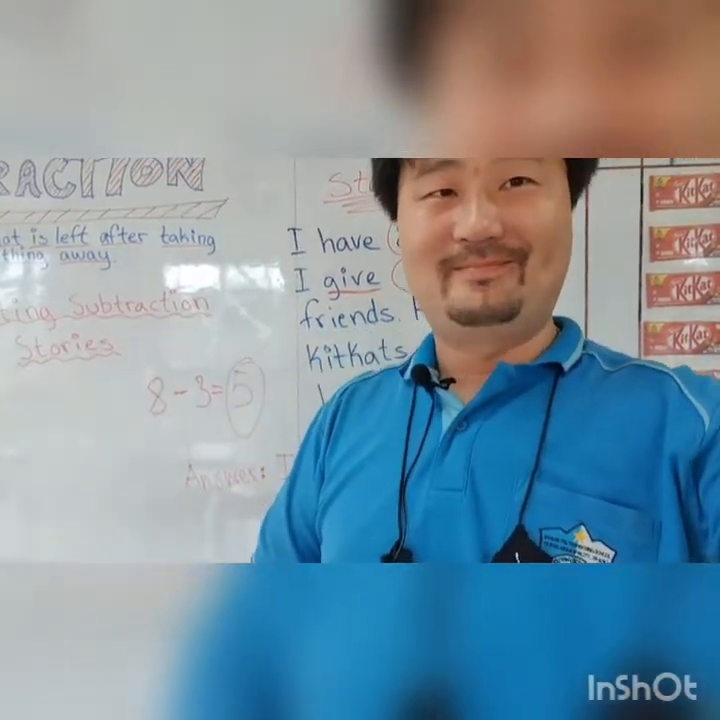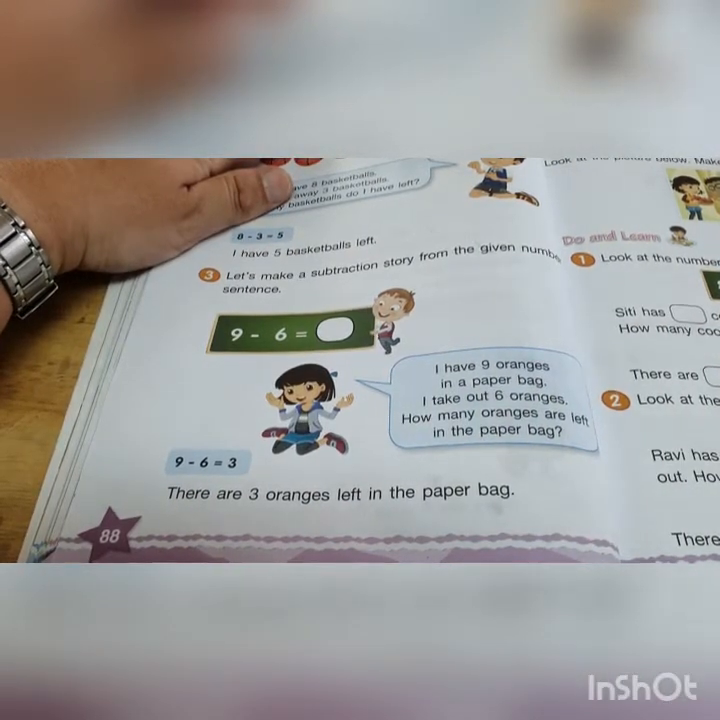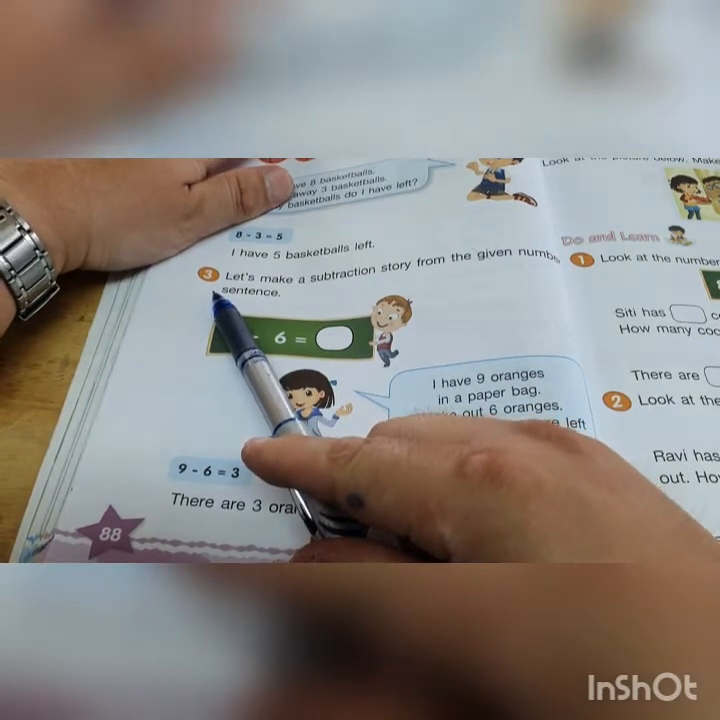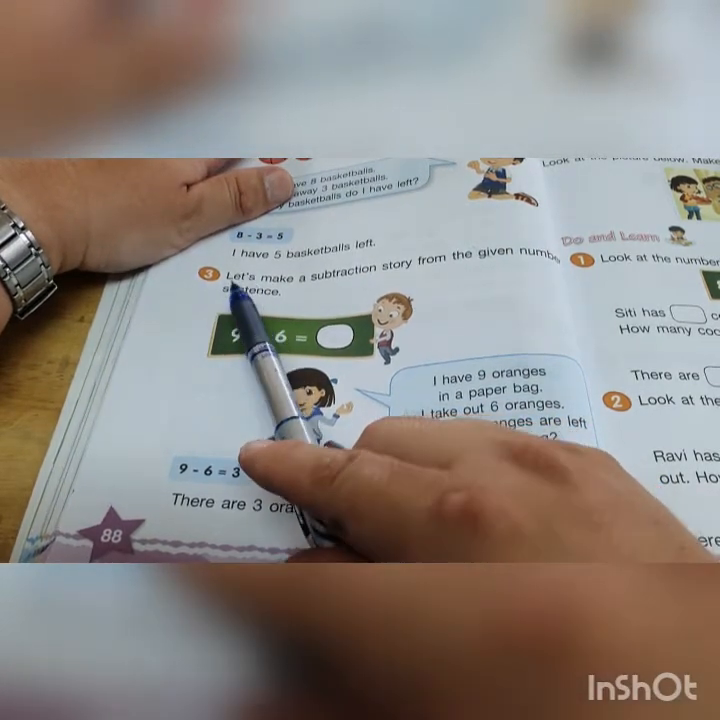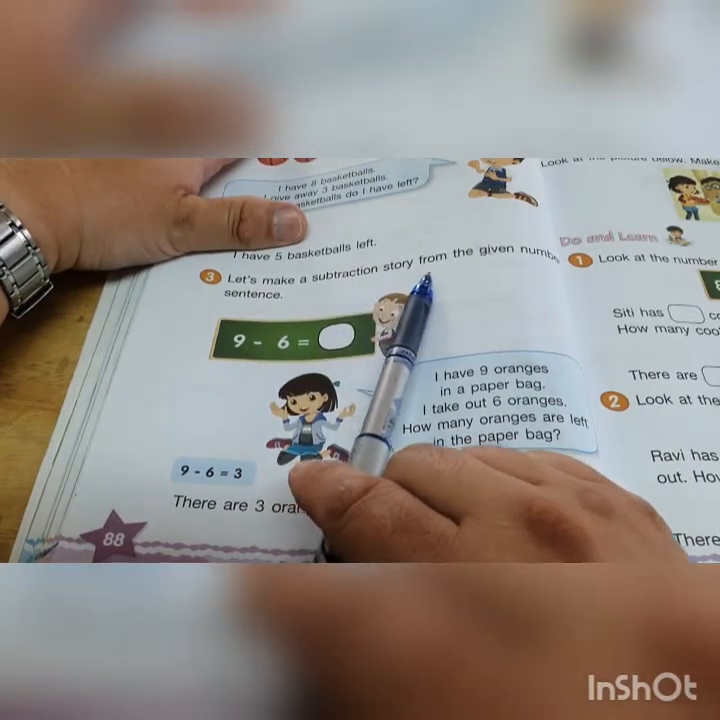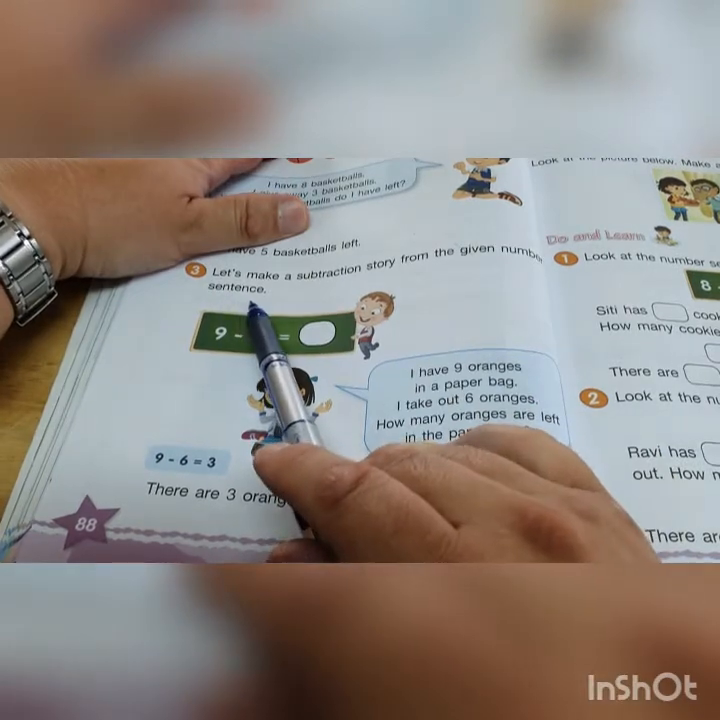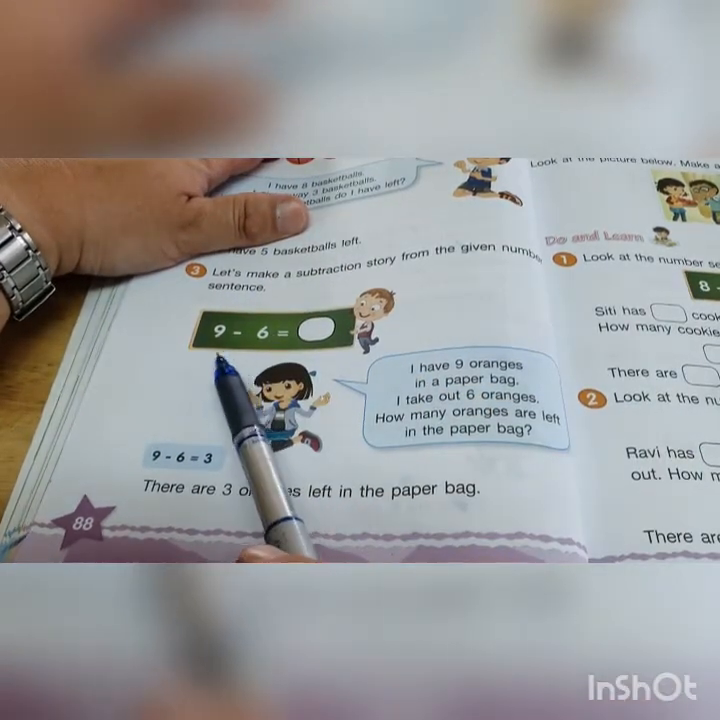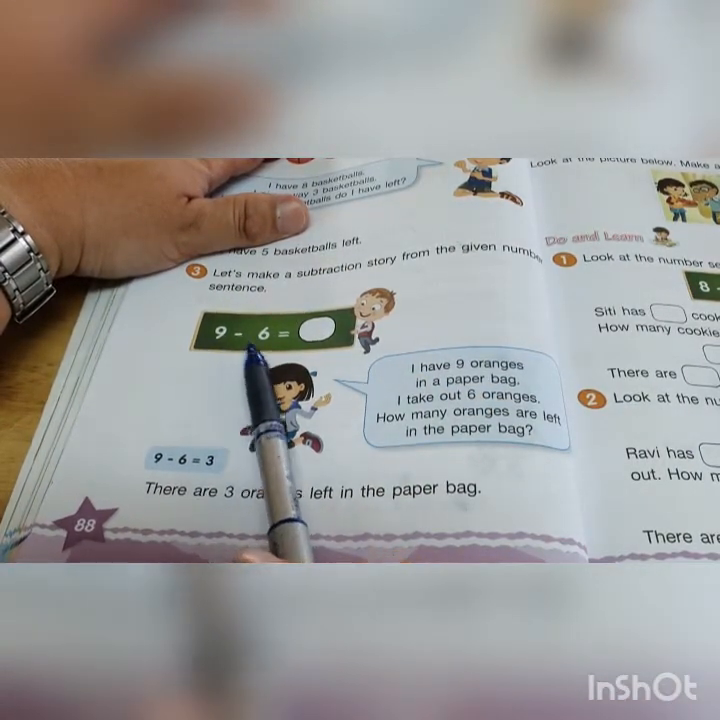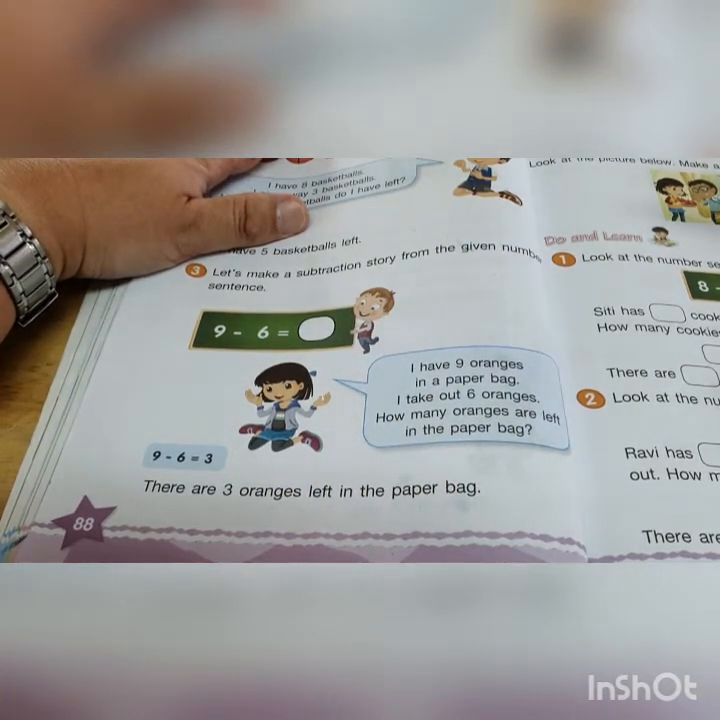All right, okay, hello again. So let's look at number 3, example number 3 here. Let's read. Let's make a subtraction story from the given number sentence. Okay, so the number sentence you have is 9 minus 6. Okay, so let's make a story from that.